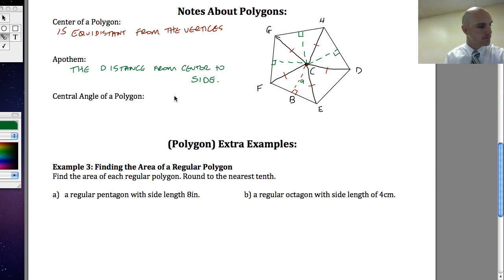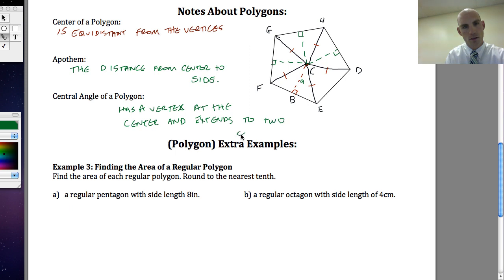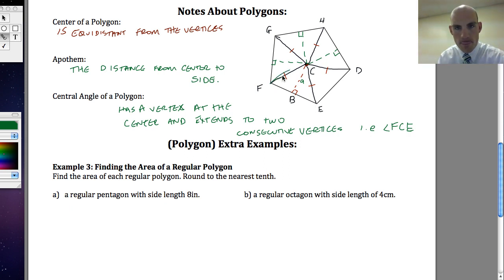The central angle of a polygon has a vertex at the center and extends to two consecutive vertices. Okay, so it extends to two consecutive vertices. That's how this works. So, for example, angle FCE, this one right here, is a central angle. The vertex is at the center.